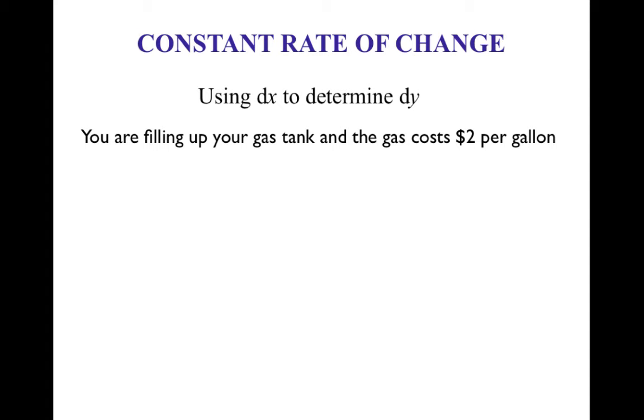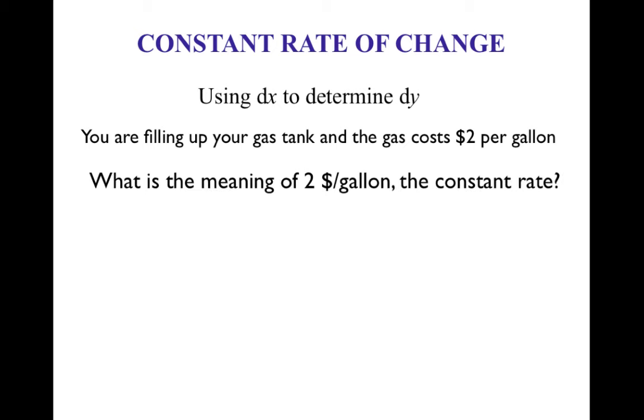Gas is $2 a gallon, based on a true story, right? Gas is $2 per gallon. What is the meaning of $2 a gallon, the constant rate? Joshua? Give it a shot. What does it mean that gas is $2 per gallon? Where every single gallon costs $2. Okay. For every single gallon, it costs $2. What do we think? Every additional gallon means $2 more in cost. What do you think of that? You like it?